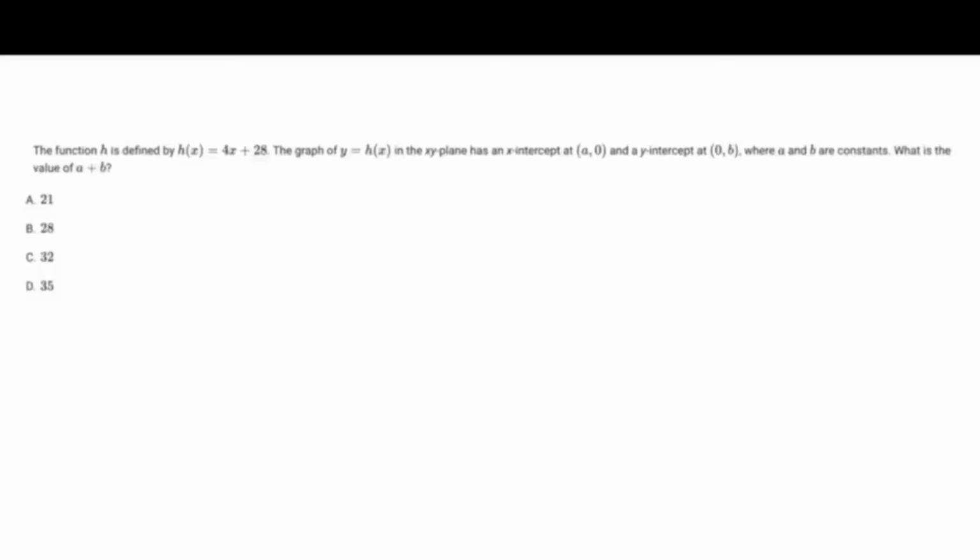All right, so first off, let's start with the x-intercept, right? The x-intercept, as you can pretty easily deduce, is what value of x will give you an output of y equals 0, right? So here we can just say 4x plus 28, which is our h of x function, and we want to set this equal to 0 because we want the output to be 0. So we can just subtract 28 on both sides, so we get negative 28 equals 4x, and then we'll divide both sides by 4 to isolate for x, and so we get x equals negative 7.